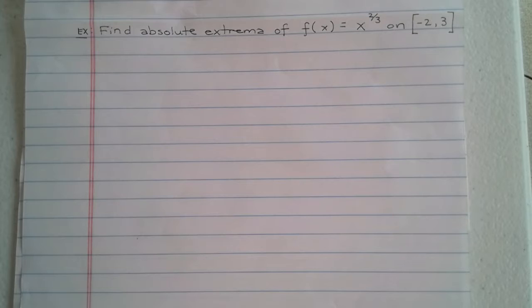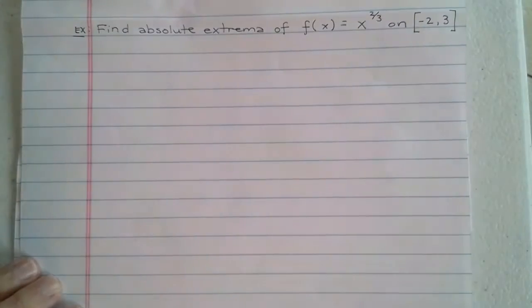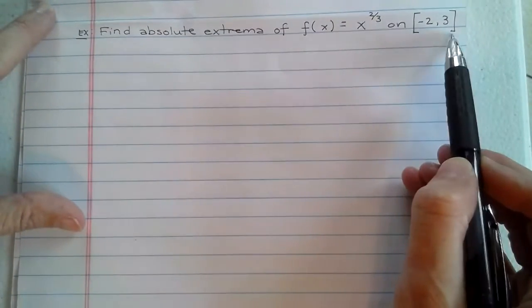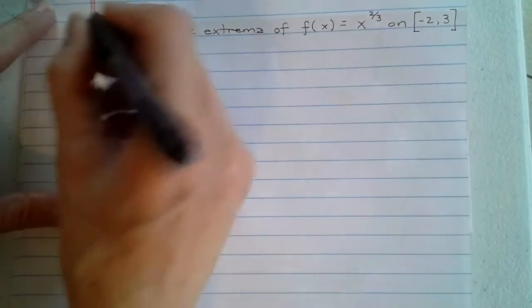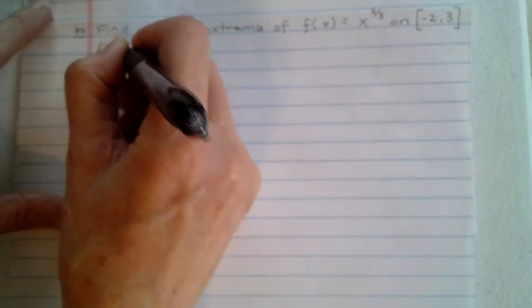Okay, let's move on and look at the second example. Find the absolute extrema of this function on this closed interval. So we're going to look for candidates again. I think we already have two candidates, the endpoints -2 and 3. And now we're going to have to find the candidates that occur when the derivative is 0 or undefined.